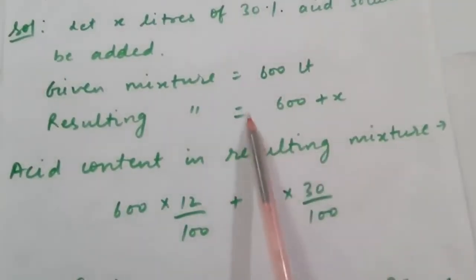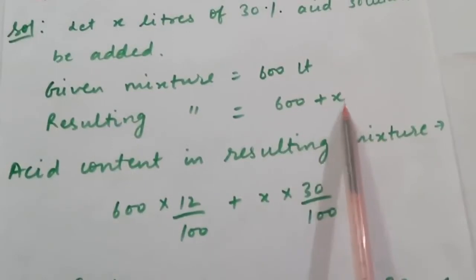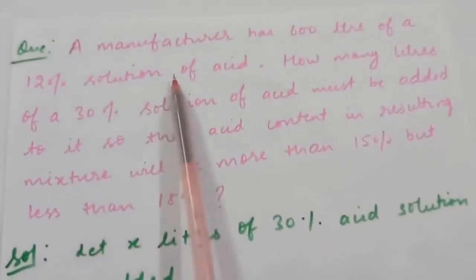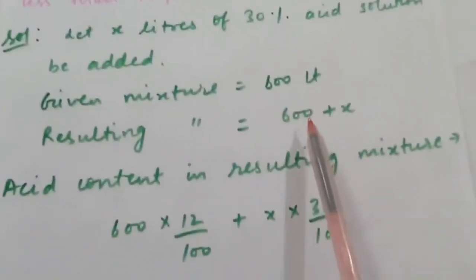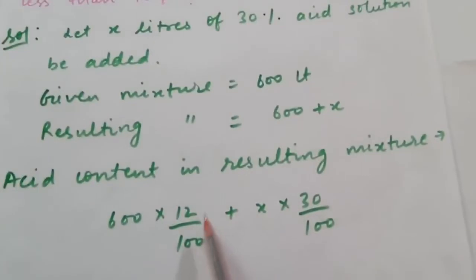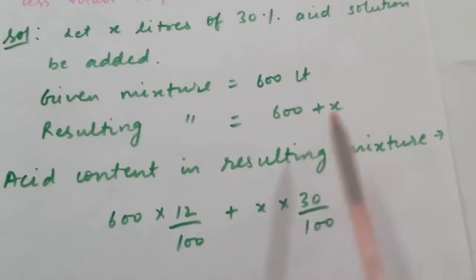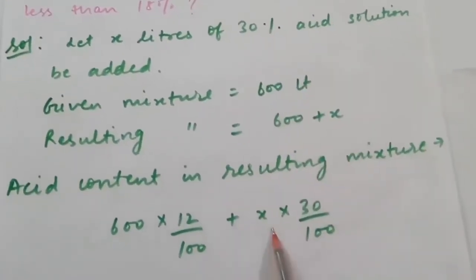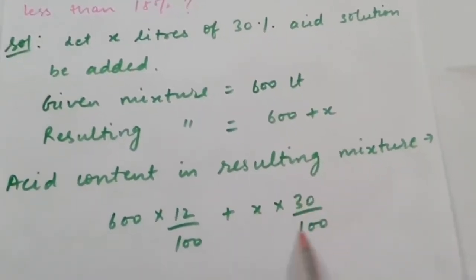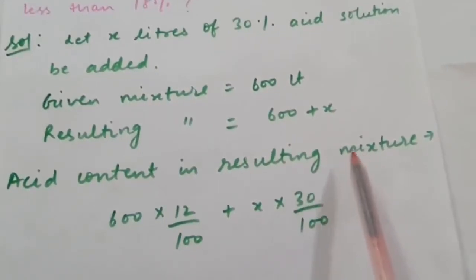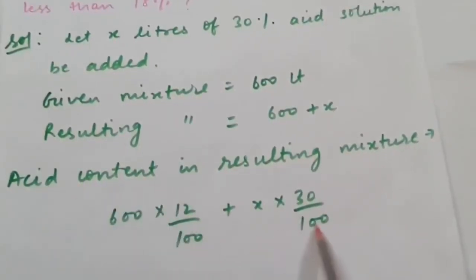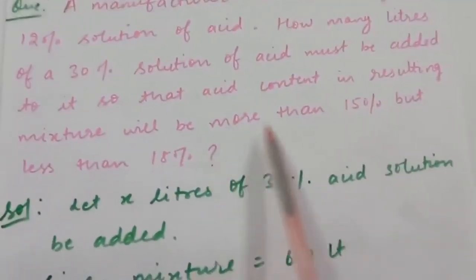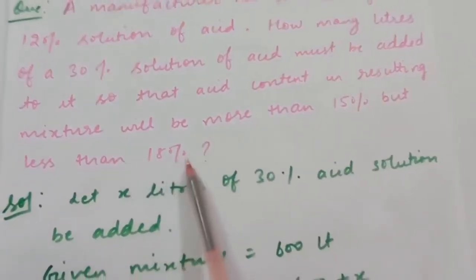So see, the resulting mixture is 600 liters plus X liters. But this 600 liters is a 12% solution of acid. That is, in this 600 liters, we have 12% acid. Plus this X has 30% acid. So 30% of this X will be the acid in the resulting mixture. So the resulting mixture has this much acid content. Now they have said that the acid content in the resulting mixture will be more than 15% but less than 18%.